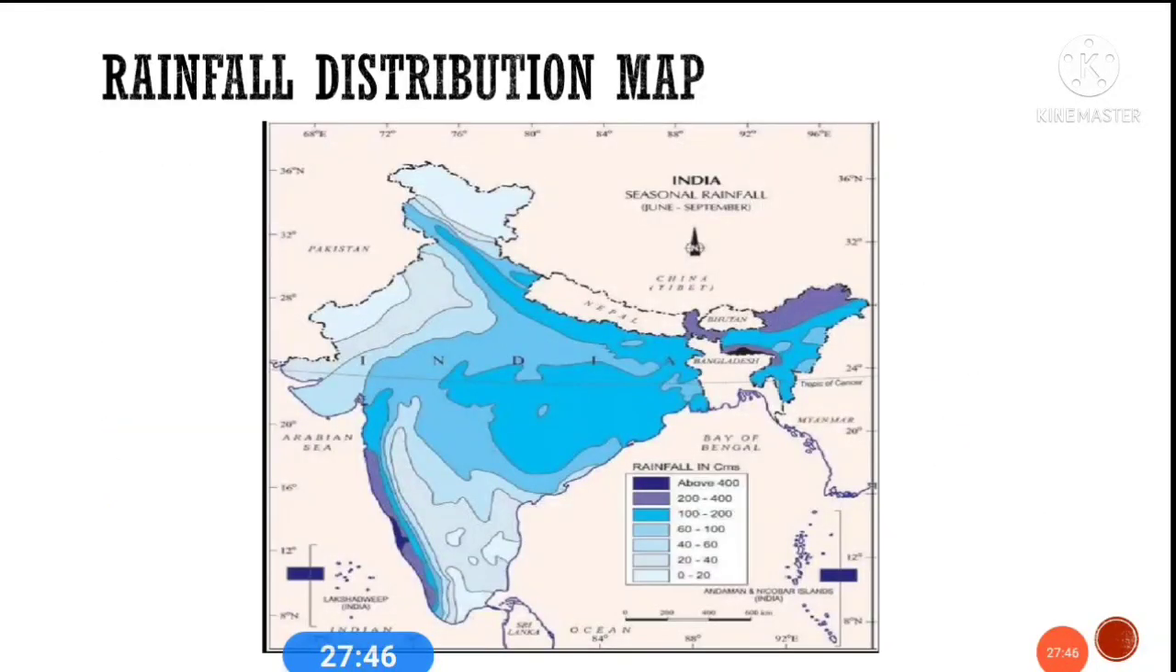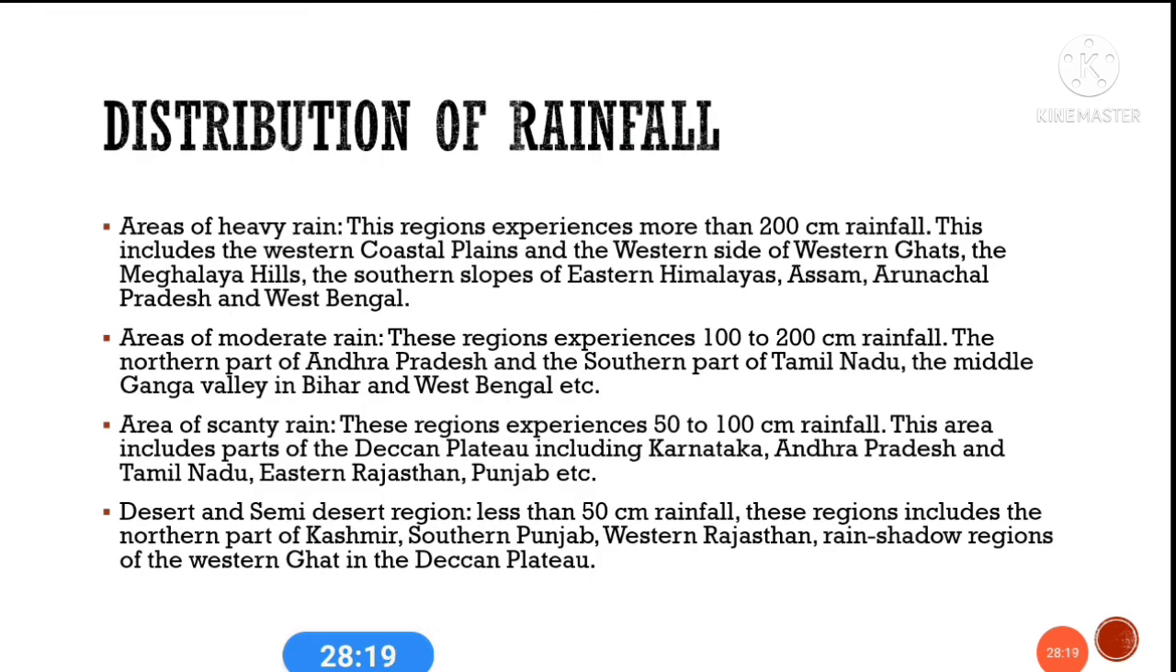You can also see in this map here, the rainfall distribution map. Colored with dark blue is above 400 and light blue is 200 to 400. Accordingly it is distributed, mentioning different colors. So the regions with dark blue will experience heavy rainfall, that is above 400 centimeter. You can see in the map also here. See, the area has been categorized based on the amount of rainfall. So in the area of heavy rainfall, this region experiences more than 200 centimeter rainfall.